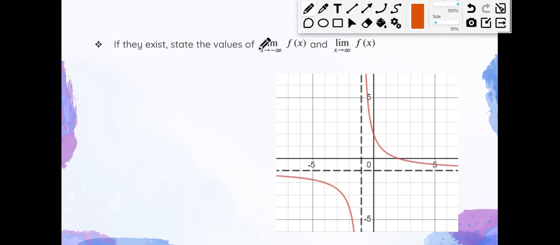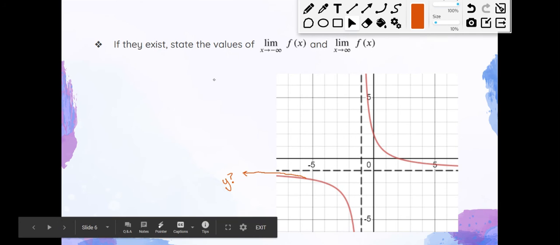So let's start with as x approaches negative infinity. So as my x gets smaller and smaller and smaller, the question we ask ourselves is, what is the y value doing? What is the y value approaching or trying to approach? We can see it's trying to approach this asymptotic line right here. So this asymptote, which happens at -1. So we just say that the limit of this function is -1.